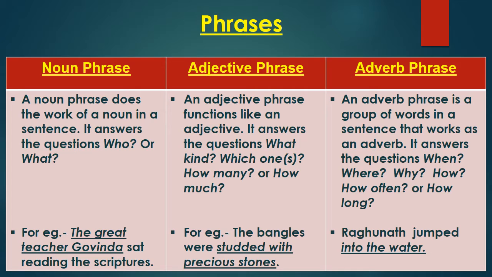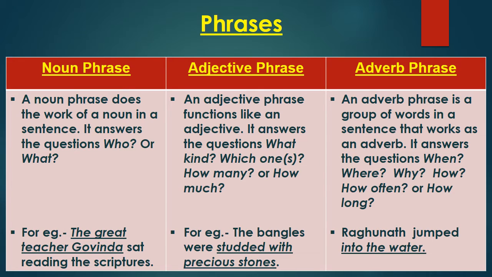Let's see the example. The great teacher Govinda sat reading the scriptures. If we see the last part of the sentence, sat reading the scriptures, it gives a question, who? Who sat reading the scriptures? And we get the answer from the underlined part, the great teacher Govinda. Hence, this underlined part is a noun phrase. Now, see the next one.